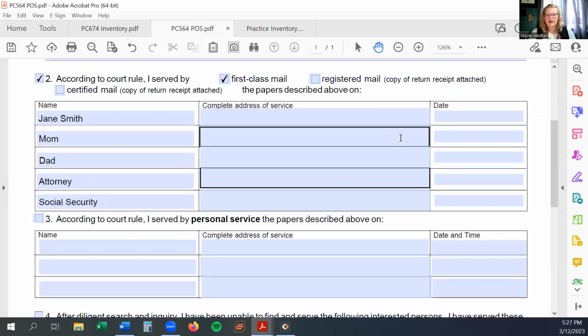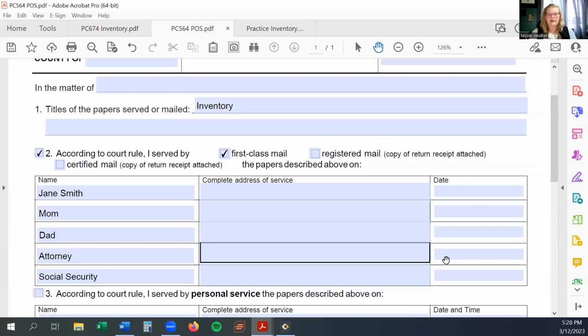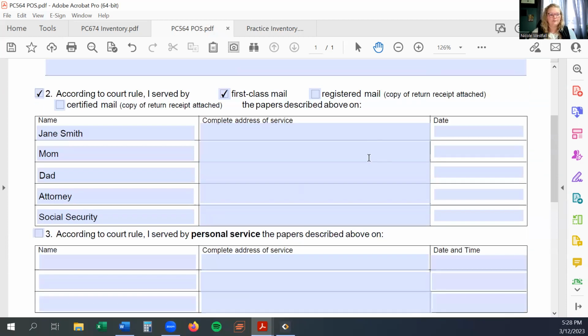This is kind of like a check for them to make sure that you're doing your job, right? So it's not just the court. The interested people also get a chance to review your inventory as well.